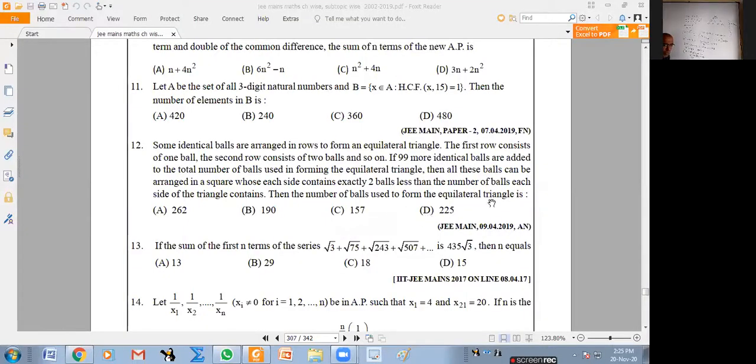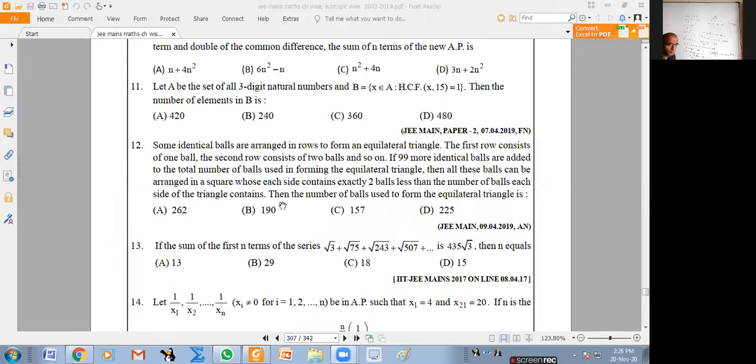What is the demand number of balls used to form? After that 19, you have to put it back here and find n into n minus 1 by 2. 19 into 20 by 2 will be 190. That's very easy. So from this, n into n plus 1 by 2 is 19 into 10, which is 190. I think it's just reading the question carefully and understanding. Otherwise, nothing given. You only have to know the sum of n natural numbers formula. That's all.